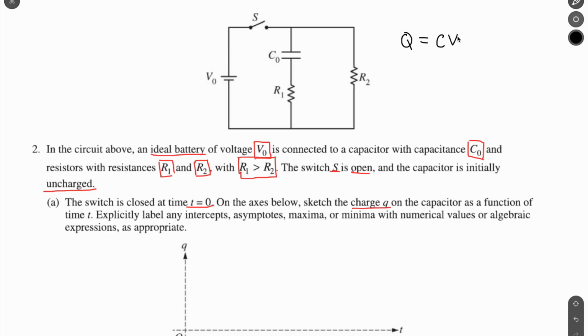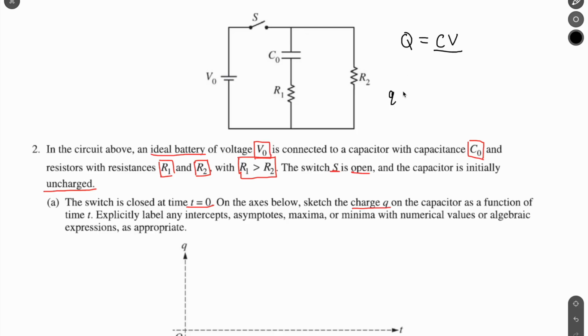The first thing that we need to know is our equation for charge in our circuit. So Q is CV. This is the equation for our charge in our capacitor, and the charge in our capacitor is going to approach this value after a certain amount of time has passed. However, we're in an RC circuit, so what our graph is actually going to look like is not a linear relationship.